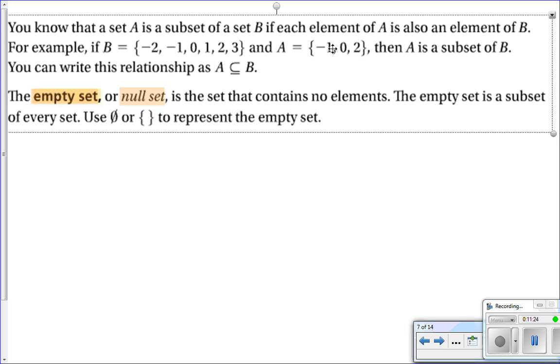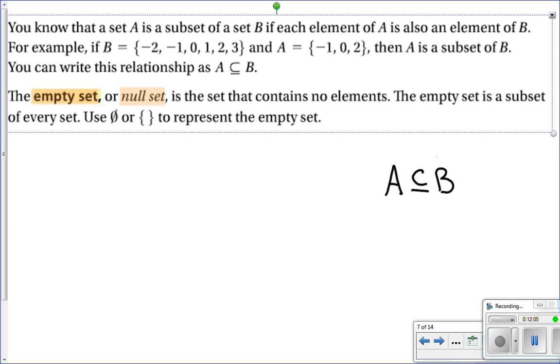So for example, B is -2, -1, 0, 1, 2, and 3, and A is -1, 0, and 2. Since all the elements in set A, -1, 0, and 2, are contained in set B over here, here's -1, here's 0, here's 2, I know that A is a subset of B, and so I can write this relationship as A is a subset of B. That's the notation right there, the sideways U with a line under it.